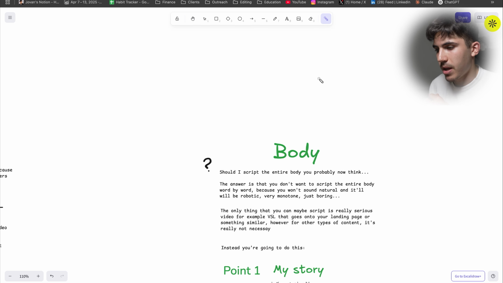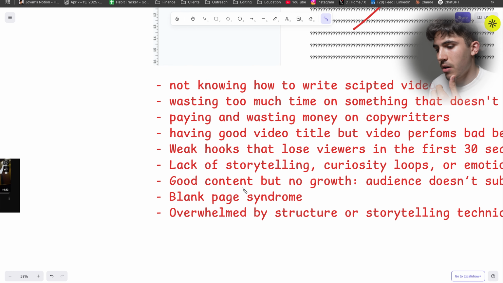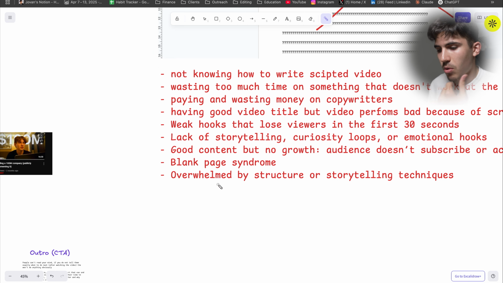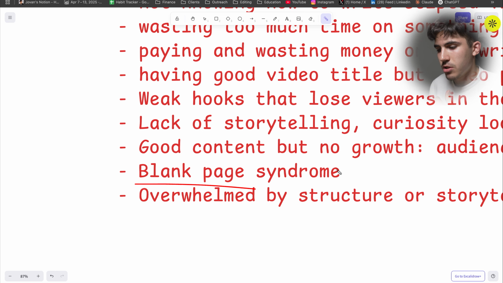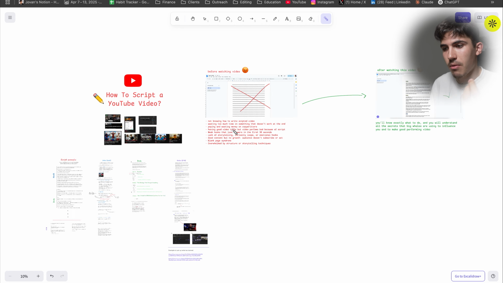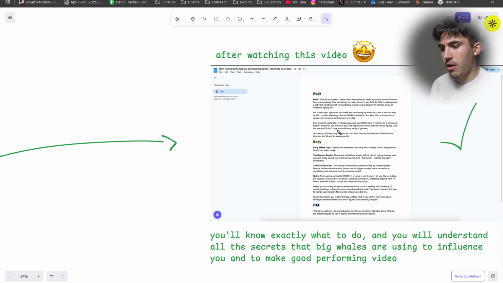For example, these pain points that I wrote here. I didn't know how to write a script for a video. I had a lack of storytelling and curiosity loops. I was always having blank page syndrome. However, now after I learned these things that I'm going to cover in the video, I came to the position to clearly write a hook, body, and CTA in just 30 minutes.